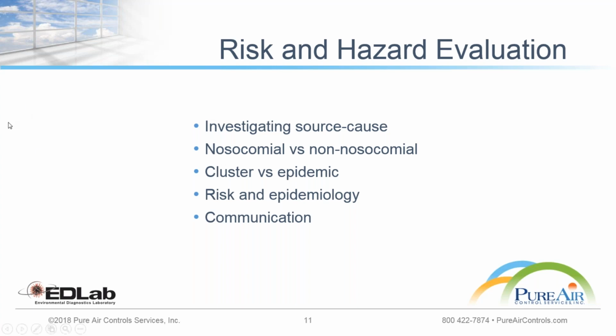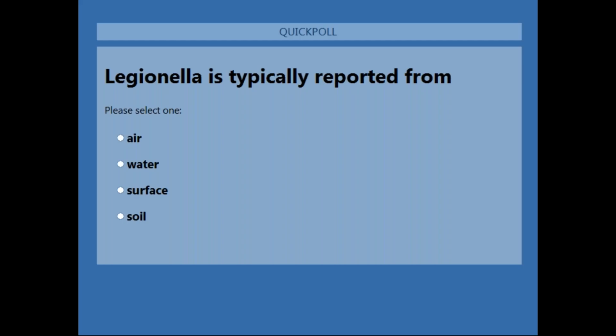I know that was a lot of information, everybody, but I'm going to go ahead and give you a little mental break and launch a third question. Legionella is typically reported from what? Air, water, surface, or soil? Go ahead and give everyone about 20 seconds.